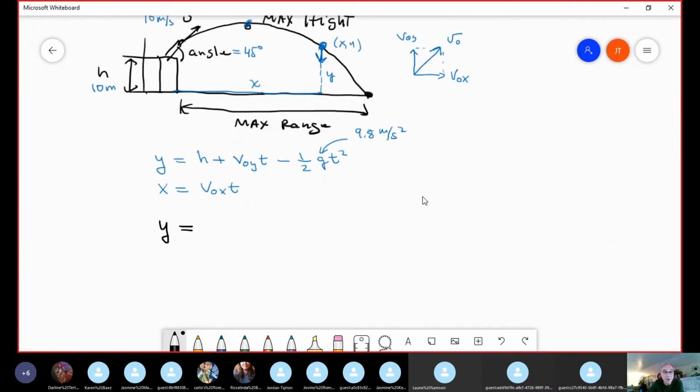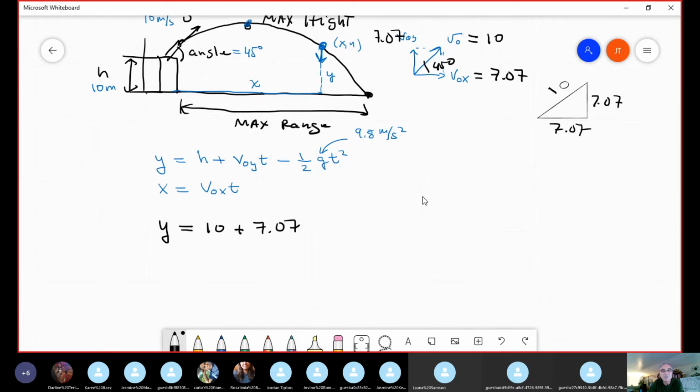So the y component is 10 because h is 10. The velocity is 10, but when you break it down into two components, it's 7.07. And 7.07 is the same because it's 45 degrees. We have one isosceles triangle like that. The hypotenuse is 10, with 7.07 and 7.07. Now this component is a coincidence, we get the same, 7.07. Then t, and the gravity 9.8 divided by 2 is minus 4.9 t squared. This is the equation for the position y.